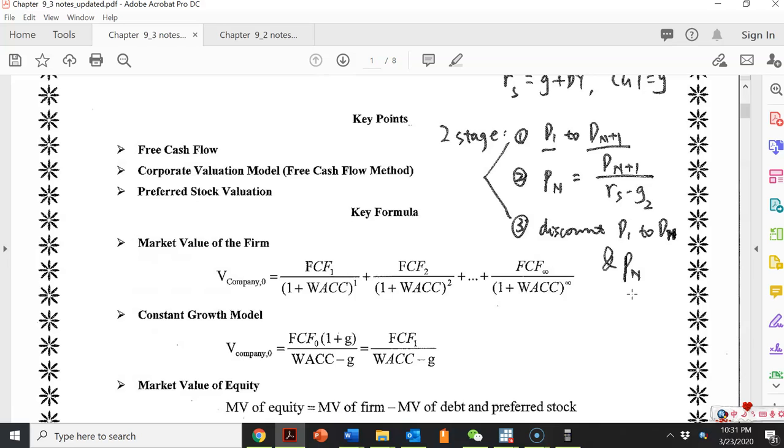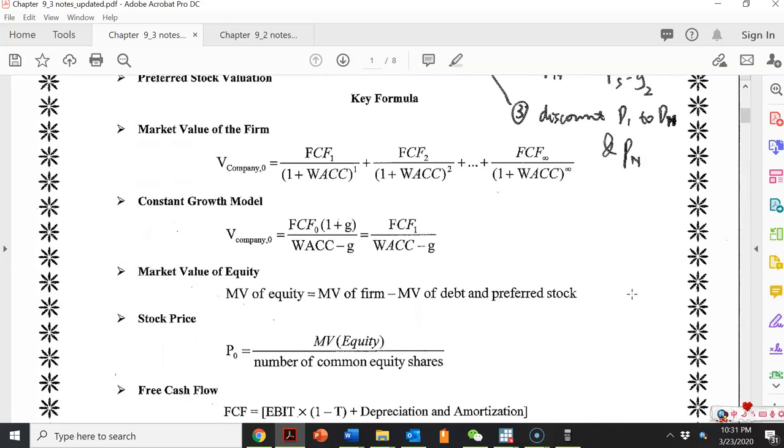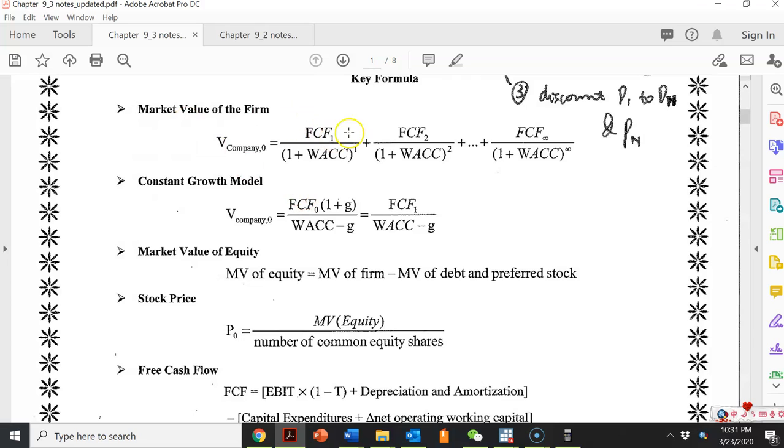So this is a review of class 1 and 2. And in class 3, we're going to talk about how to discount all the free cash flows of the firm by using WACC. So we have the firm value, or market value of the firm at time 0, V company 0. If we assume that all the free cash flows are growing at a constant rate g, we can have the constant growth model of the free cash flow model. So free cash flow 1 over WACC minus g equals V company 0. Free cash flow 1 equals free cash flow 0 multiplied by 1 plus g.